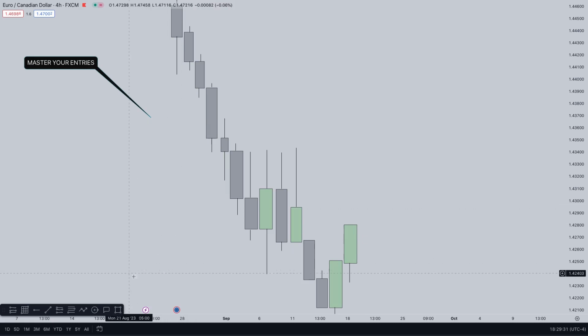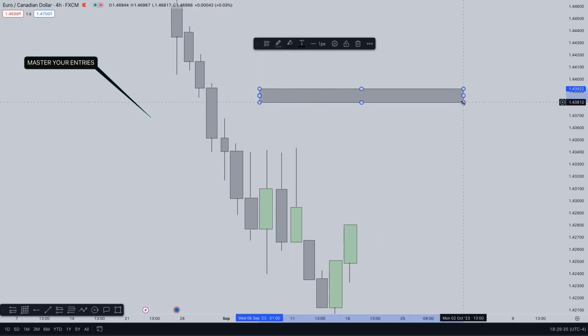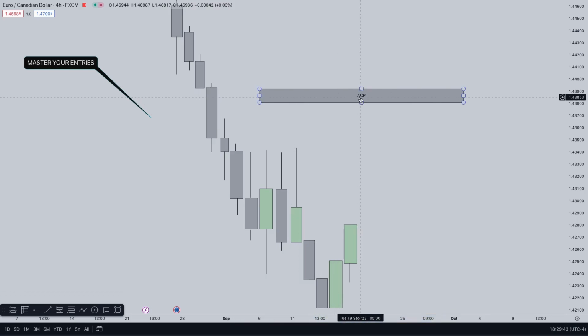So if you have a point of interest, a key level, you can call it a point of interest, you can call it an ACP. Let's say you have an ACP, because that's how we call it here at Forex Hybrid. Just as a reminder, ACP stands for area of condensed pricing. So let's say we have an area of condensed pricing. We've identified it in the market.